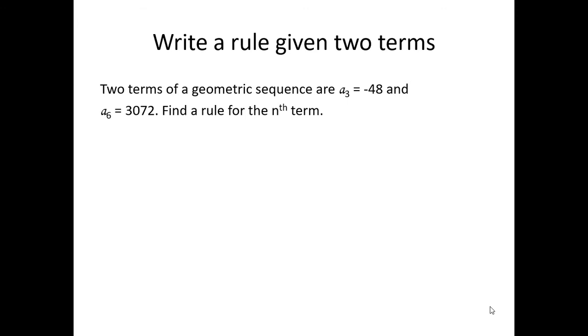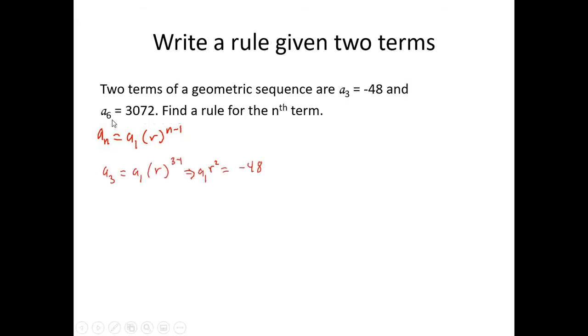Remember, arithmetic has a common difference, so that would be a different formula. This is a common ratio. So I have a sub 3 and I have a sub 6, and I want to find the nth term. So here's my general formula: a sub n is equal to a sub 1 times r to the n minus 1 power.